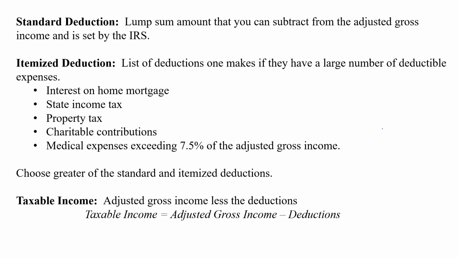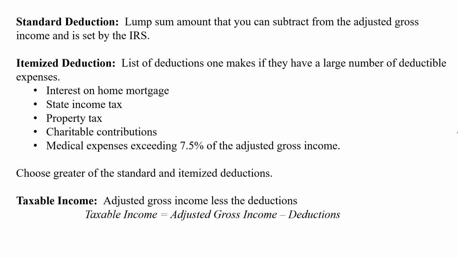And so this is a list of the deductions one can make if they have a large number of deductible expenses, such as interest on a home mortgage, state income tax, property tax, charitable contributions, and medical expenses that exceed 7.5% of the adjusted gross income. And that's the key here. It has to exceed the 7.5% of the adjusted gross income.